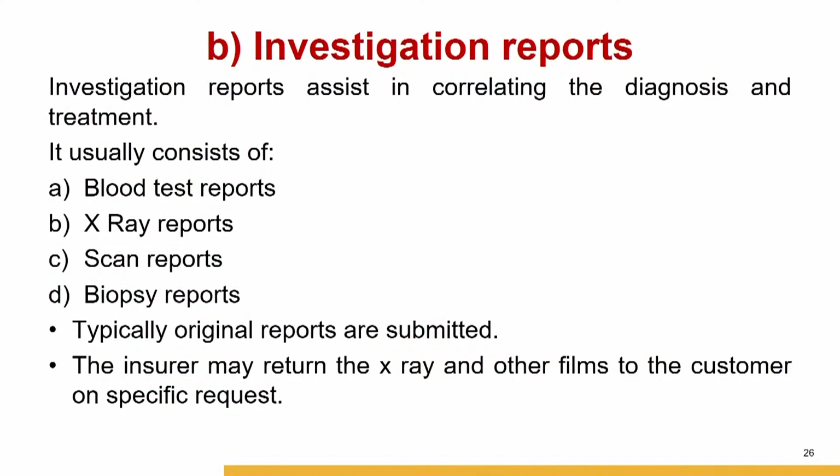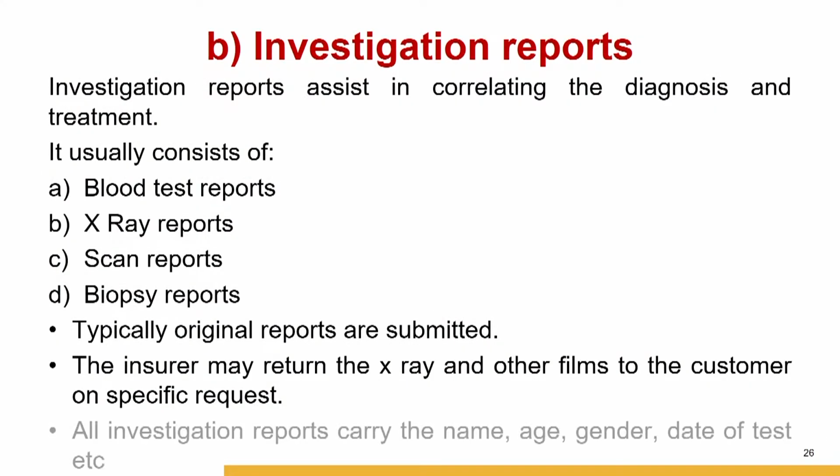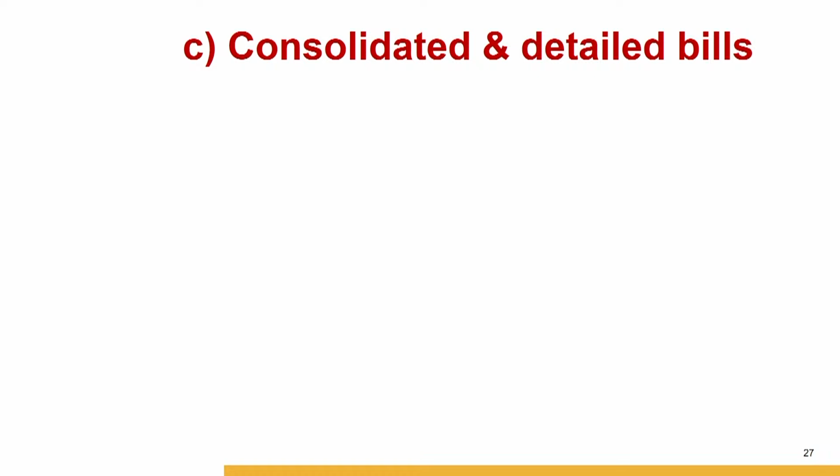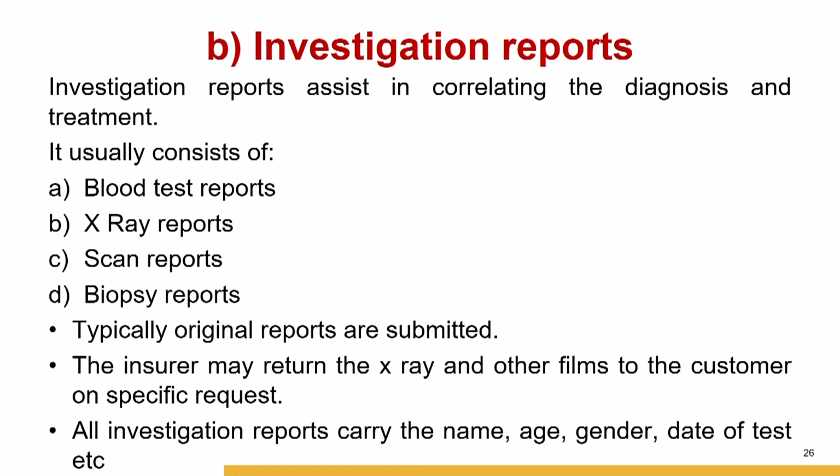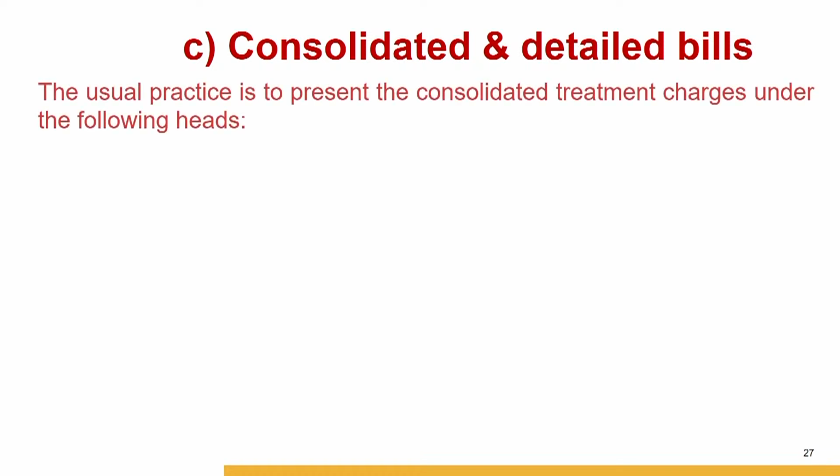So you need not worry that the X-ray film and everything has gone to the TPA or claims department and we need it for our record. After some days they are going to return all the films and X-rays to you. Need not worry, right? Because all investigation reports have name, age, gender, date of test, everything mentioned on them. So apart from your test, if it is required, you need to submit to the claims department.